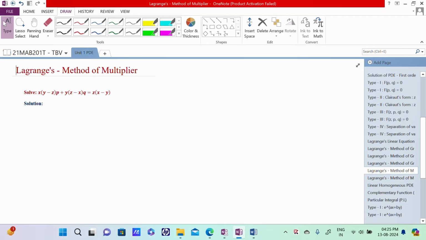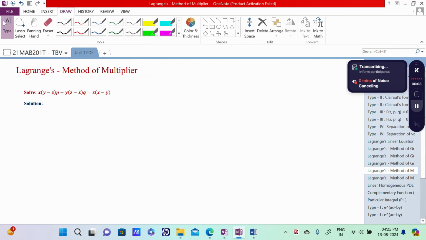Hello everyone, I am Dr. Godandaraman. In this section, Lagrange's linear equation, the second method of multipliers problem, we are going to discuss. Solve: x(y − z)p + y(z − x)q = z(x − y).